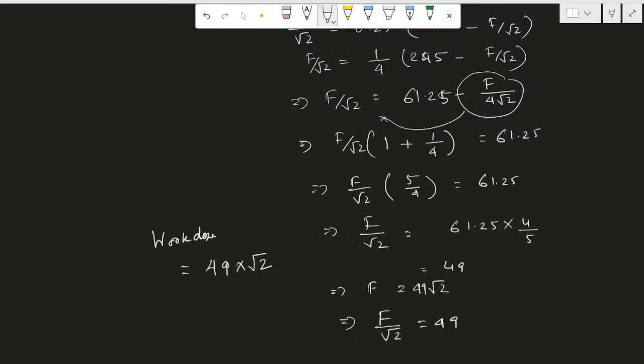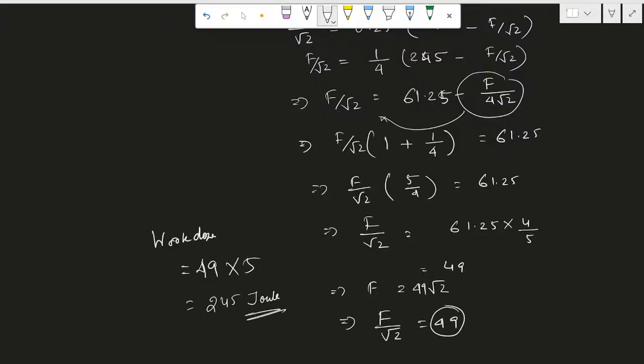Sorry, extremely sorry. Force is given 49, because f by root 2 is the component of the force, f cos 45, multiplied with 5. So 49 multiplied with 5, that is 245 joule. That is the work done in that case.